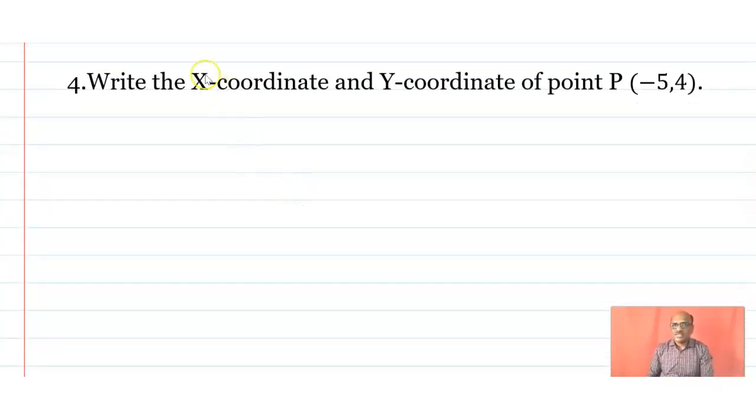Write the x coordinate and the y coordinate of the point P, -5, 4. It is a very easy question. Now here is the solution.